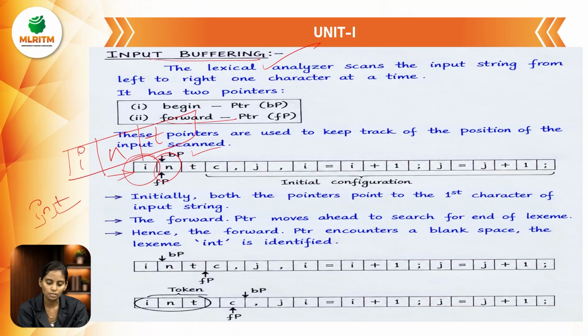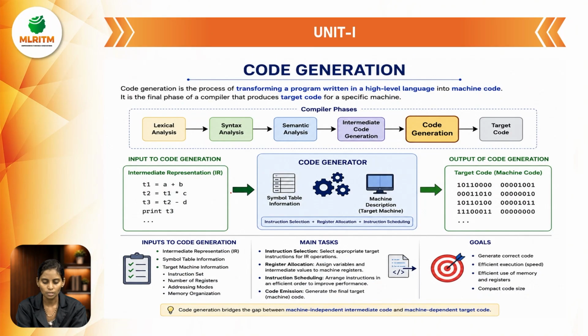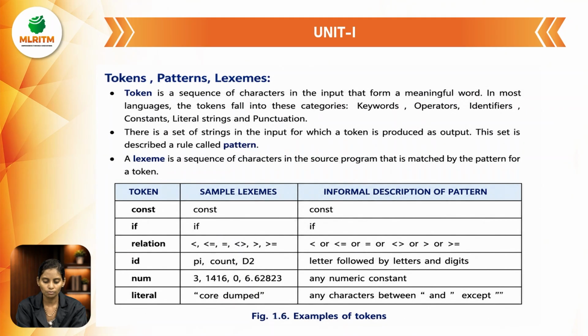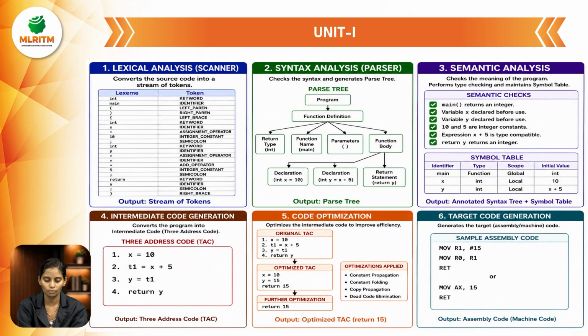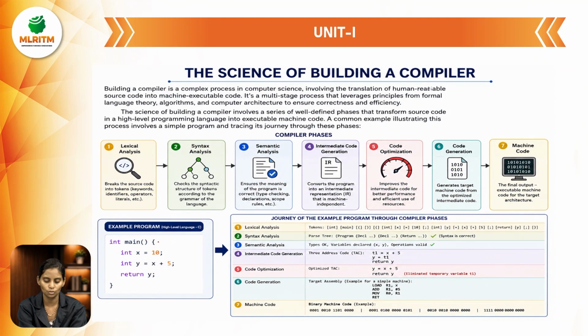Here FP is independent and BP is dependent; that is, BP is dependent on the forward pointer. In a given set of instructions, suppose we consider the instruction we previously discussed. This is stored in an input buffer.